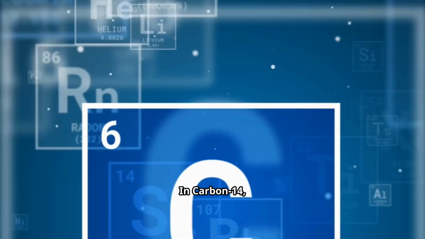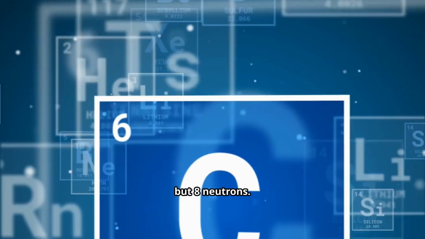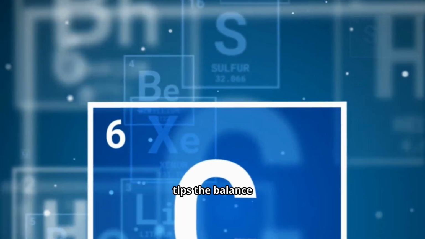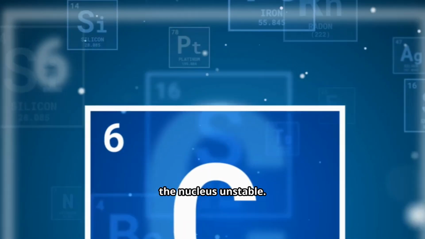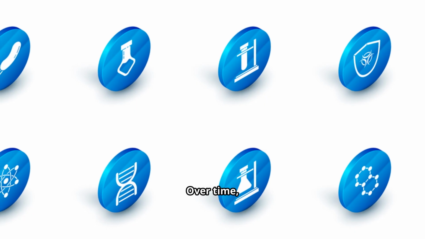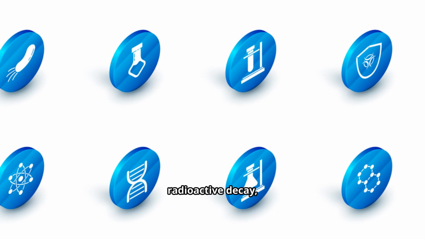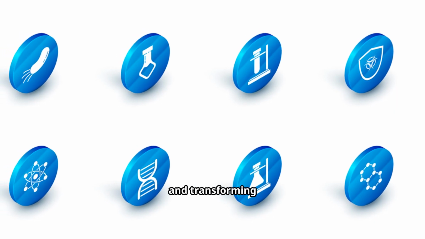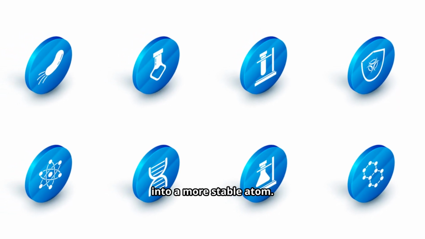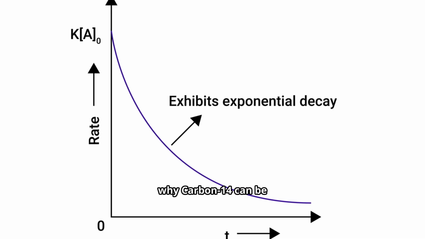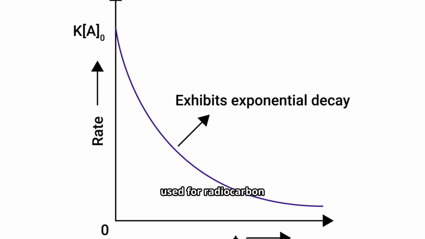In carbon-14, there are 6 protons but 8 neutrons. That extra weight tips the balance just enough to make the nucleus unstable. Over time, carbon-14 undergoes radioactive decay, releasing energy and transforming into a more stable atom. This instability is why carbon-14 can be used for radiocarbon dating.